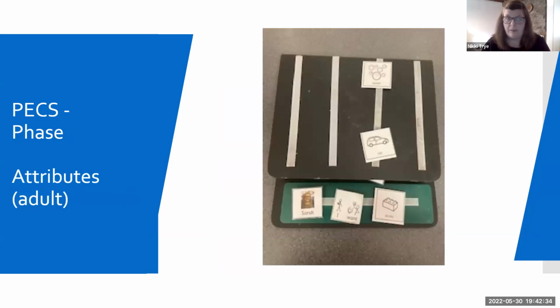I think it's the last one that I've put on it. Oh, this is 5. Look, I've just put PECS phase. It's supposed to be a 5 there. I do apologise. Okay, so this is attributes.